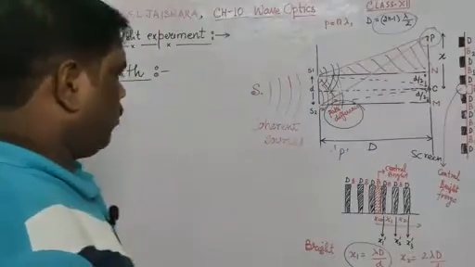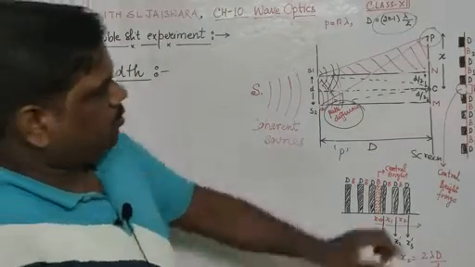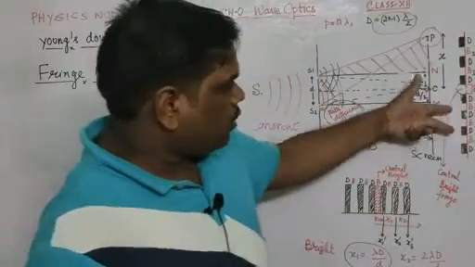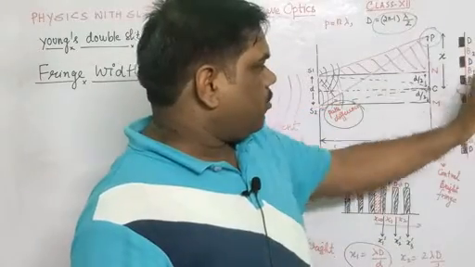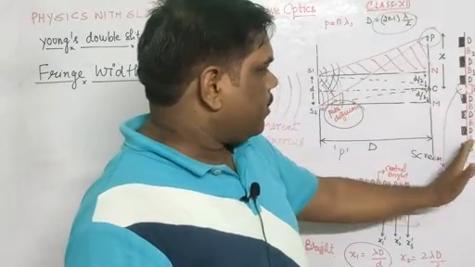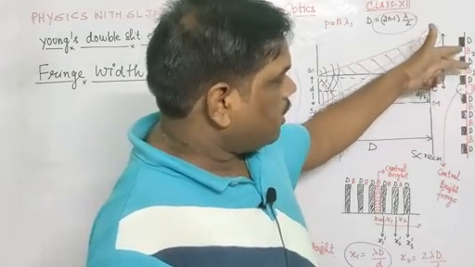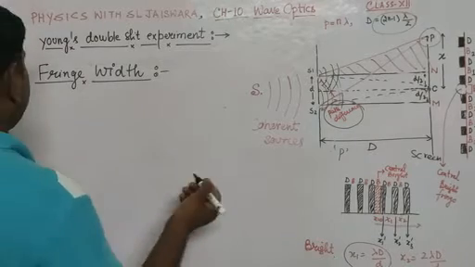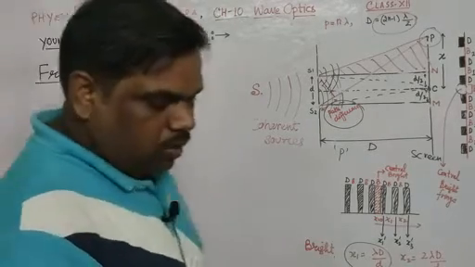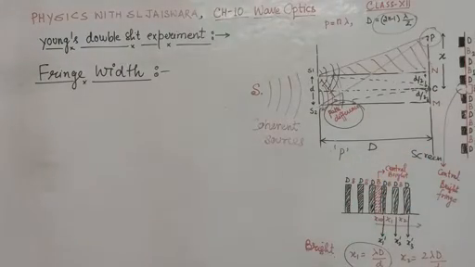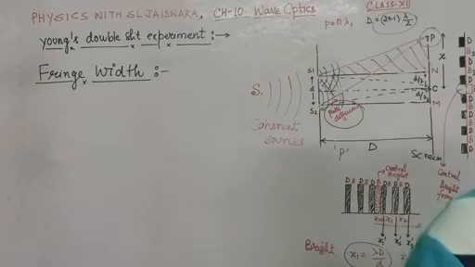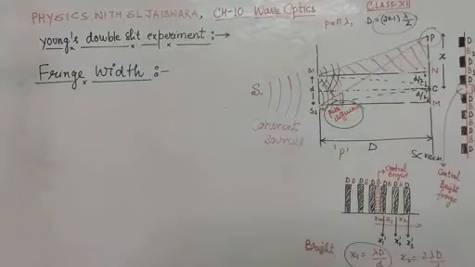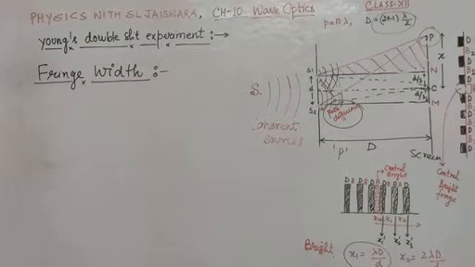So let us see how we can calculate fringe width. What will be the width of the fringe formed on this screen, and on which factors does this width depend? That we have to calculate. First of all, let us write down what we mean by the width of a dark fringe.